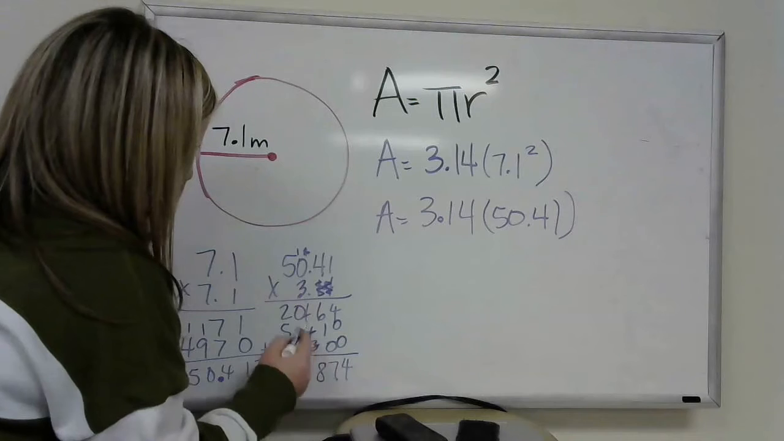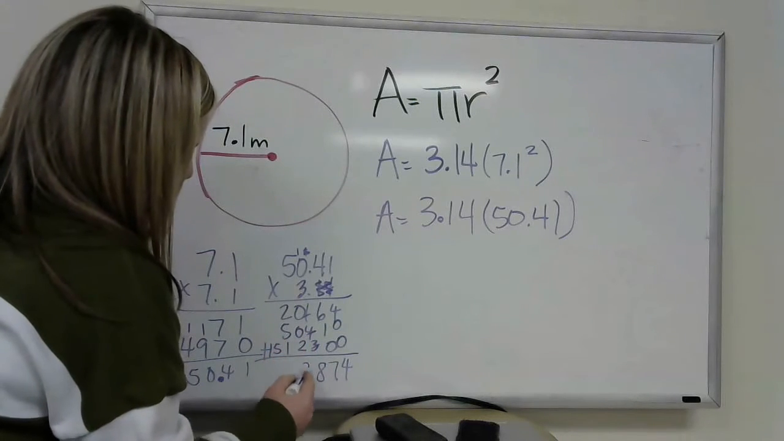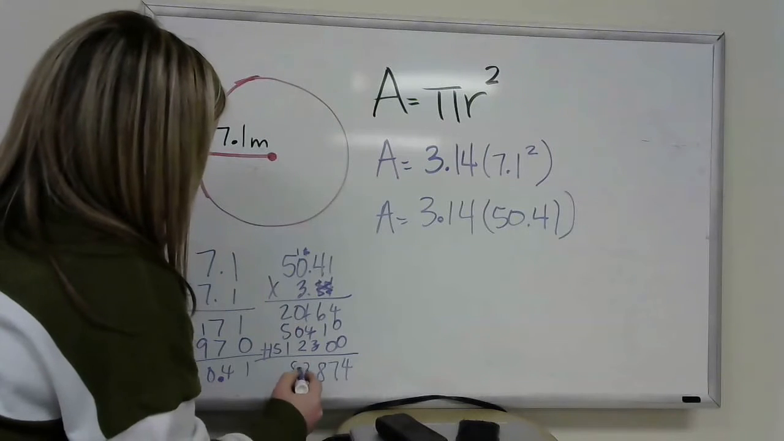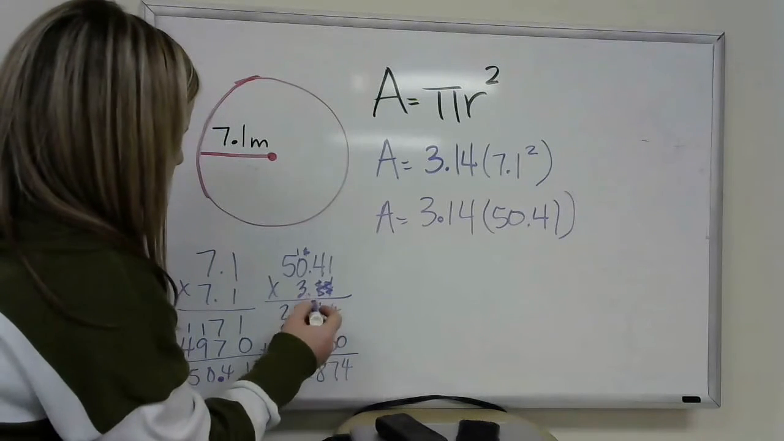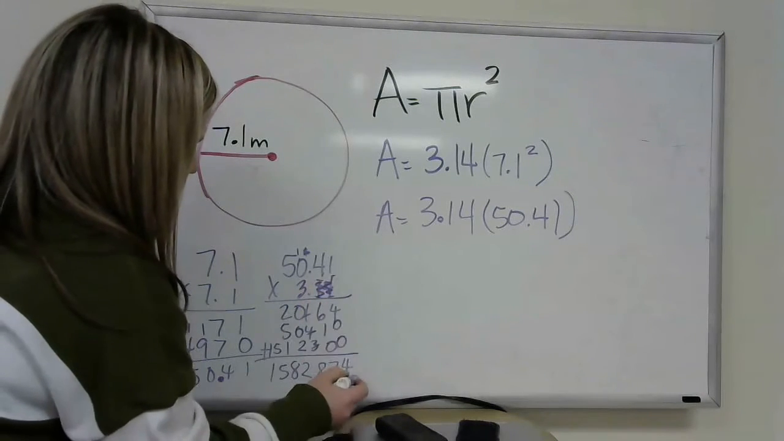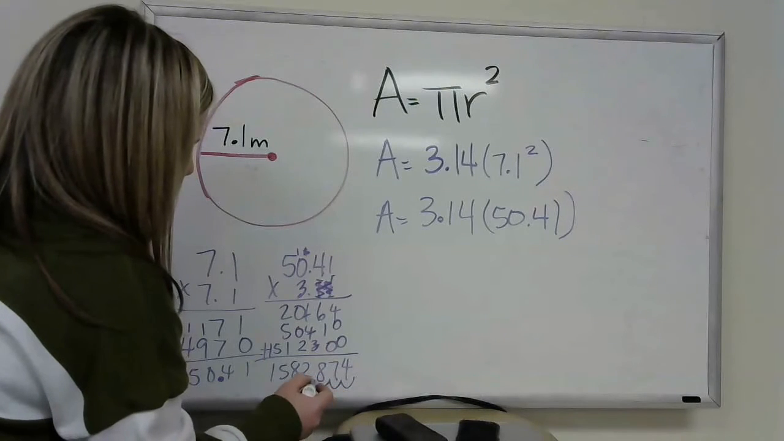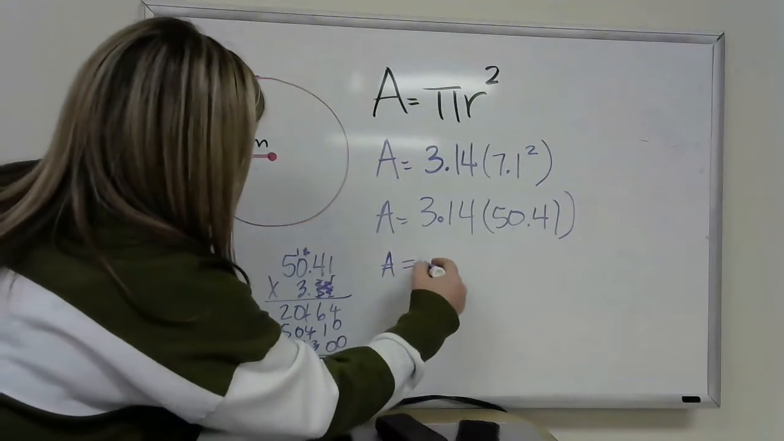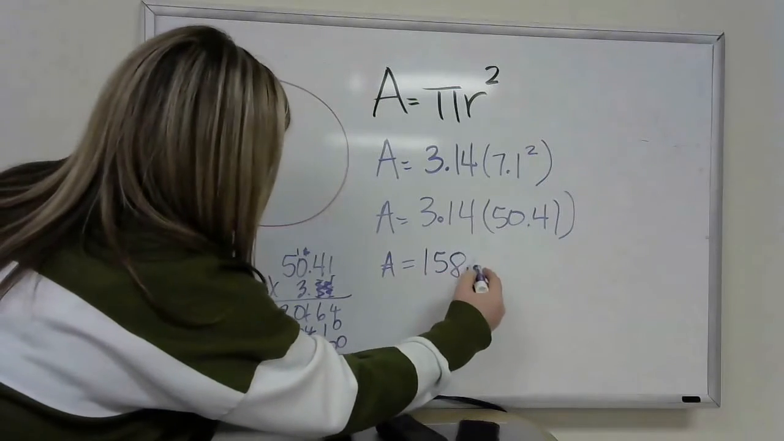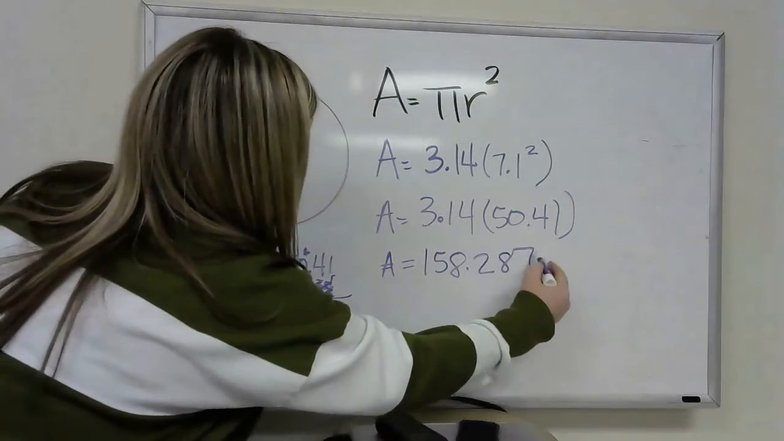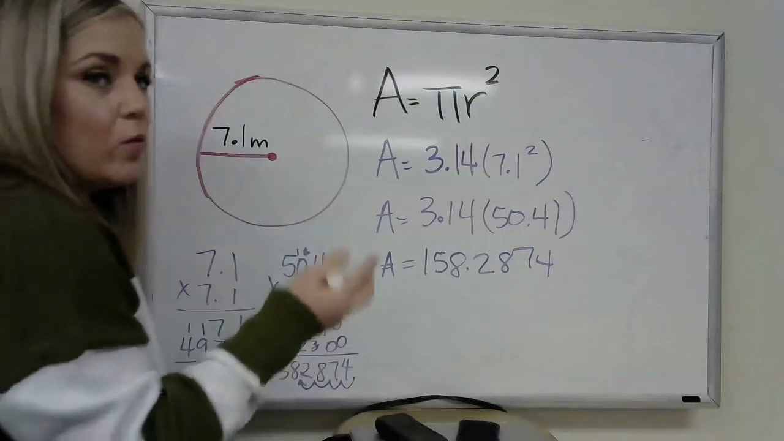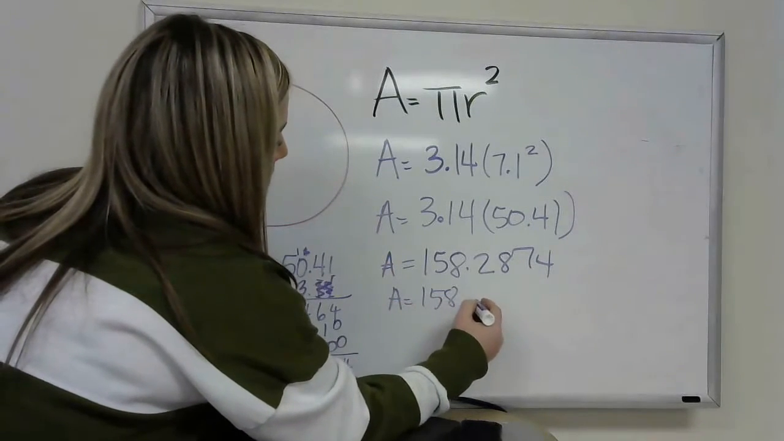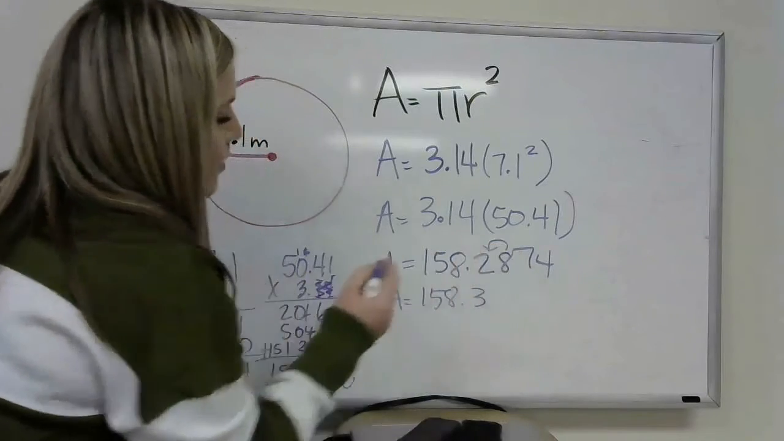All right, so we got 4, 7, 1, and 3 is 4. 4 and 4 is 8. 0, 0 plus 2 is 2. 2 plus 5 is 7 plus 1 is 8. 5, 1, and we're going to bring it over. We got 1, 2, 3, 4. 4 decimal places. So 158.2874. They probably want you to go 1 decimal place. I don't know. But if they did, it would be 158.3 because the 8 rounds that up.